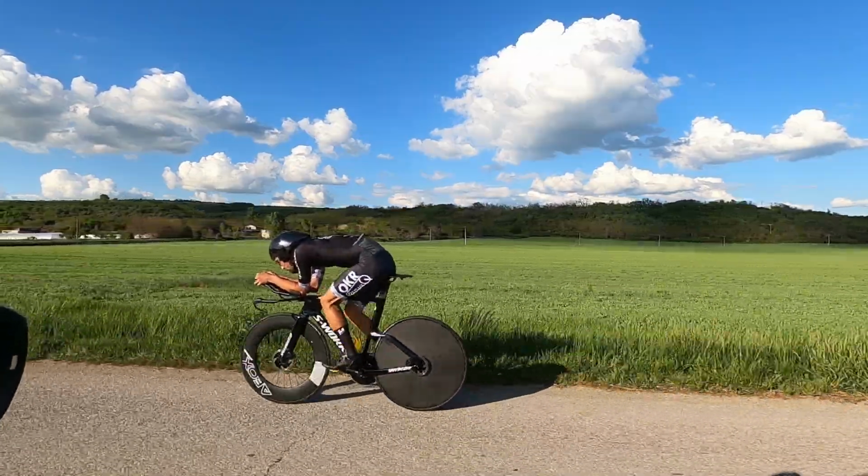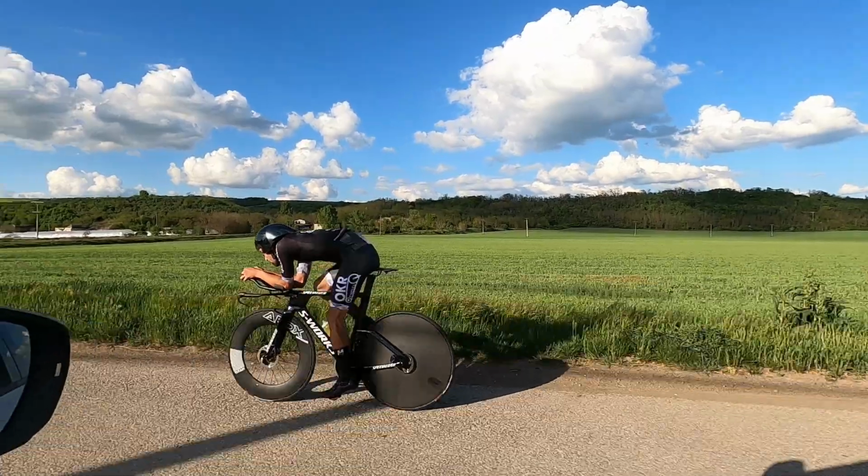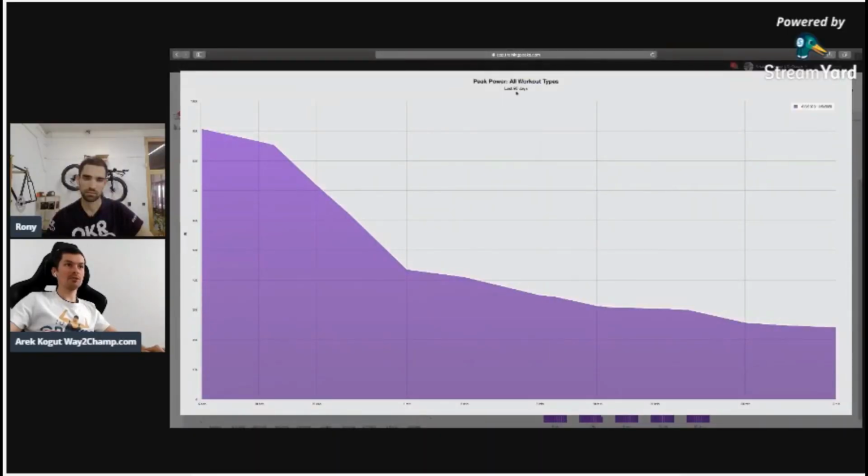And the second way is to use this diagram, which is peak power. Peak power is the power which the athlete was sustaining at maximum during different periods of time. So here is 5 seconds, 10, 20, 1 minute, up to 3 hours. And when we see such a great deepness of the curve, it means that here is the field to improve. For example, for such an athlete the power for 5 seconds and 12 seconds is quite high, it's not going down very fast.